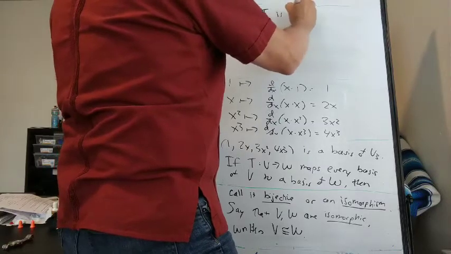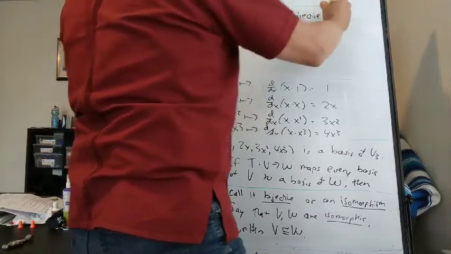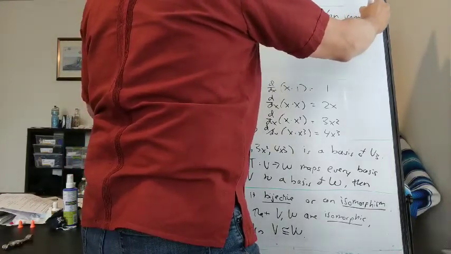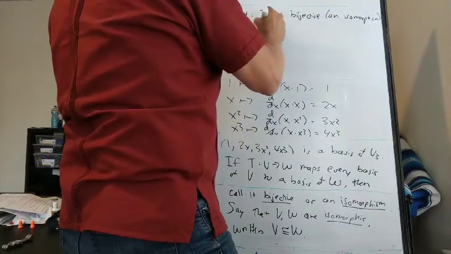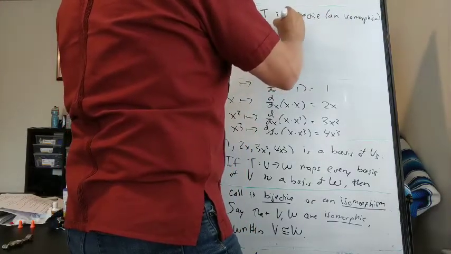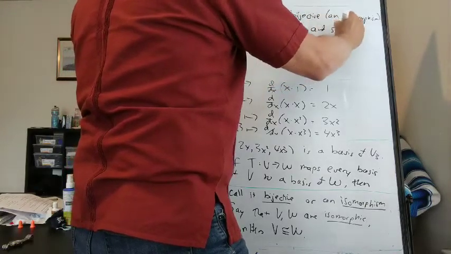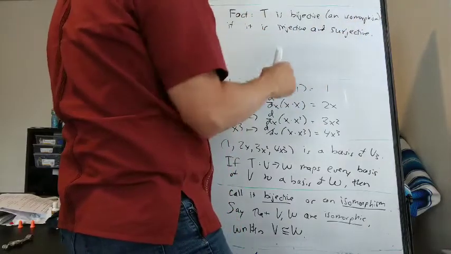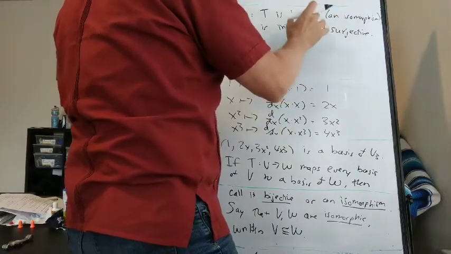So T is bijective or an isomorphism if it is injective and surjective. That's where bijective comes from. The two adjectives, it's bijective.